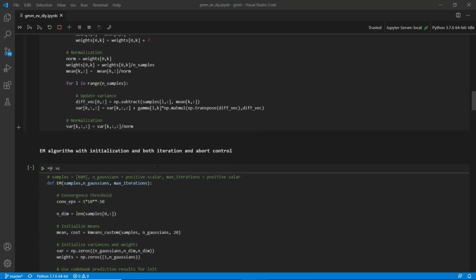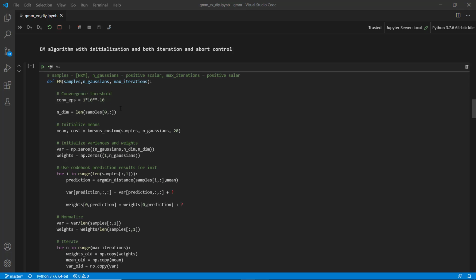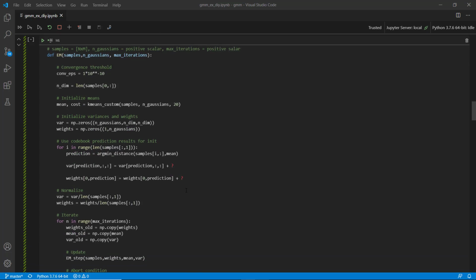Then the following function is actually the EM algorithm, which will call on the EM step that we just completed. Of course, we have the abort conditions at the end, but at the beginning, we also have the initialization, and we're initializing using the codebook, so the k-means algorithm. And I want you to complete the initialization, not for the means, because this is just the codebook, but for the covariance matrices and the weights, because there you need to compute something. It's not just given by the codebook itself. And this is all you need for the EM algorithm.